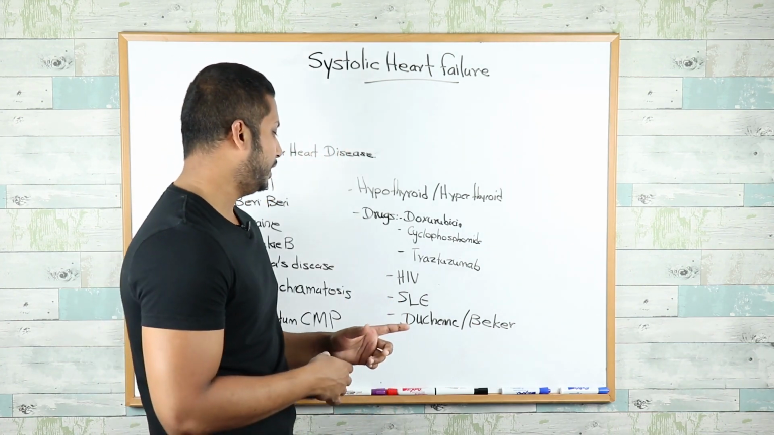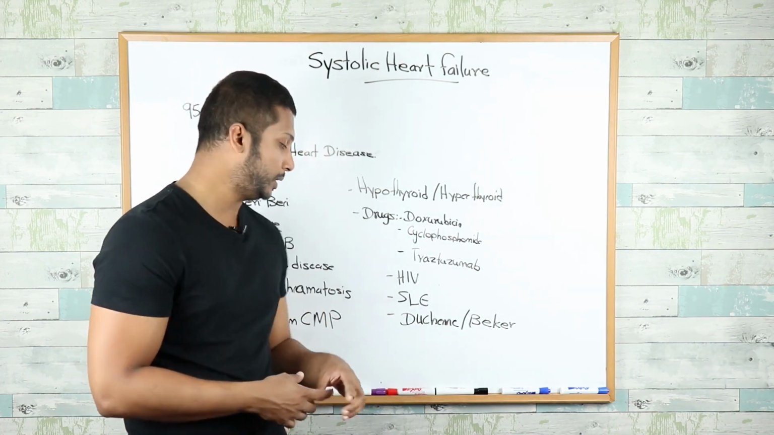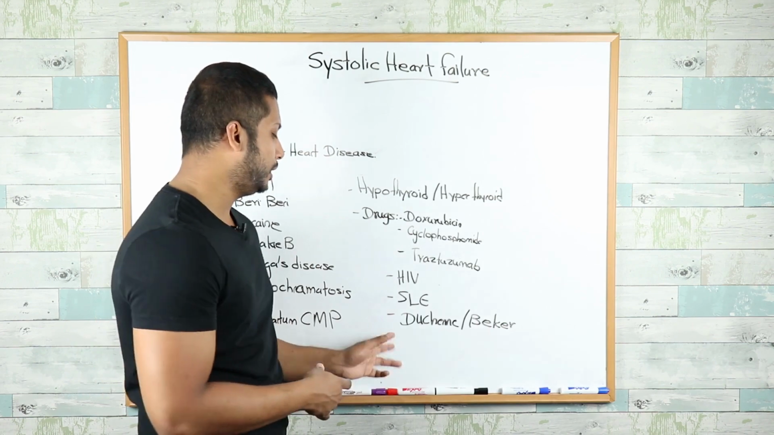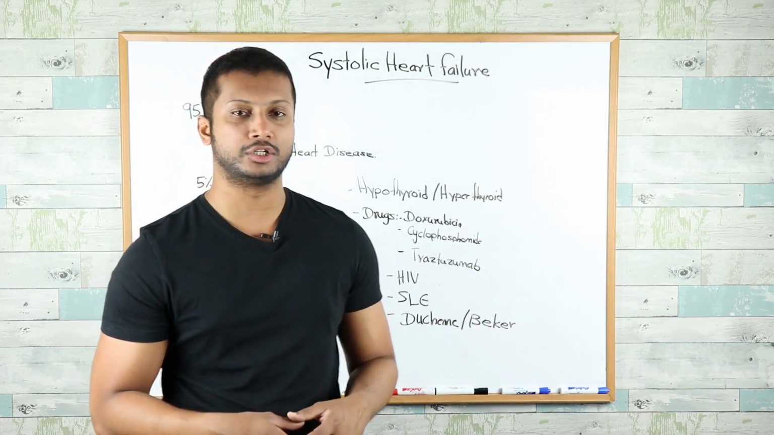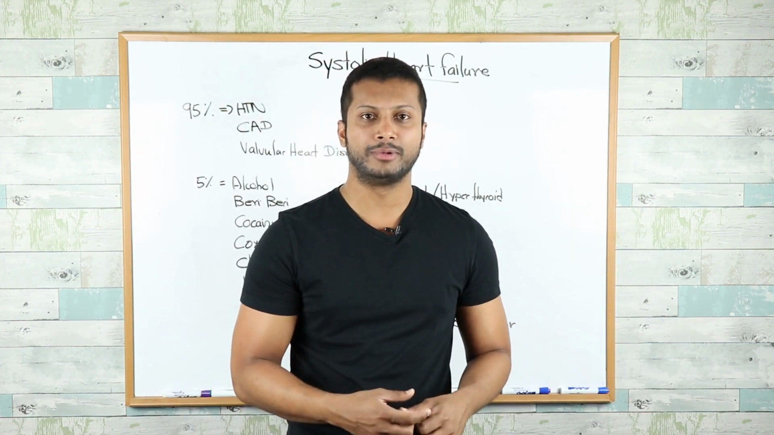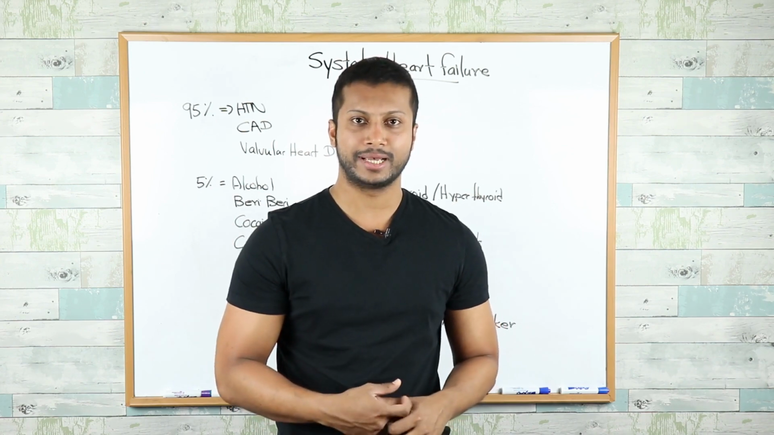Then, like every other thing that could happen, HIV also gives you dilated cardiomyopathy. SLE can also give you dilated cardiomyopathy. And finally, you have your muscular dystrophies, which are Duchenne's and Becker's muscular dystrophy. There you go. These are all the causes of dilated cardiomyopathy. Learn them, understand them, and you'll score very well on your exam.